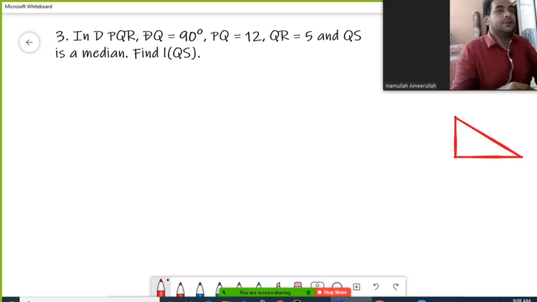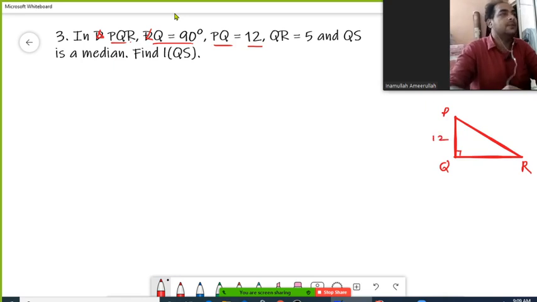This is question number 3, which is almost the same as question number 2. In triangle PQR, where angle Q is 90 degrees, suppose this is P, Q, and this is R, where angle Q is 90 degrees. This is already given in our question. The length of PQ is 12 units. So this is PQ, and PQ is 12 units. The length of QR is 5 units. So this is QR, which is 5 units.